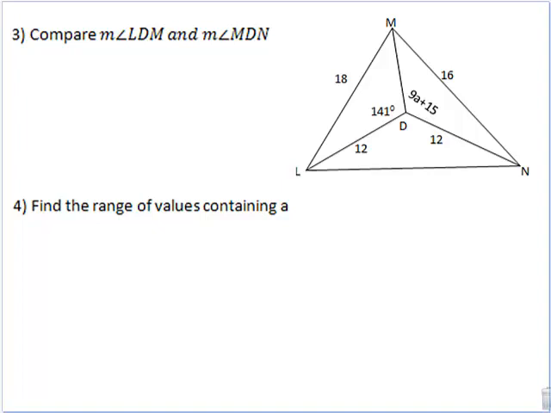Compare the measure of angle LDM and the measure of angle MDN. So the first thing we do when we have this is we want to find two sides that are the same, or equal to each other. So on this diagram, where are our sides that are the same? We got 12 and 12, and they're both sharing MD, so MD is congruent to itself.